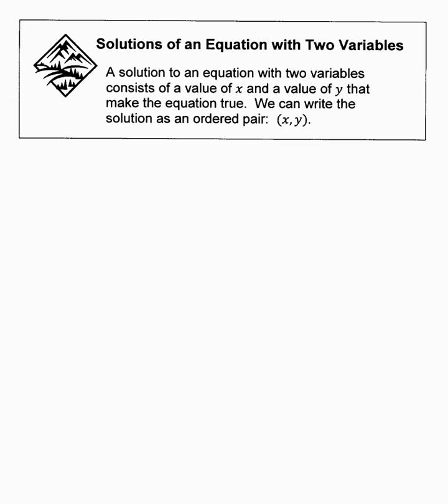So this is the official version of that. Solutions of an equation with two variables. A solution to an equation with two variables consists of a value of x and a value of y that make the equation true. We can write the solution as an ordered pair x, y. So those ordered pairs that you worked with a little earlier, that was leading us up to this.